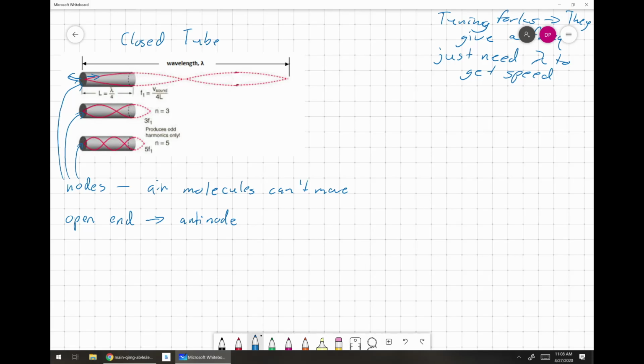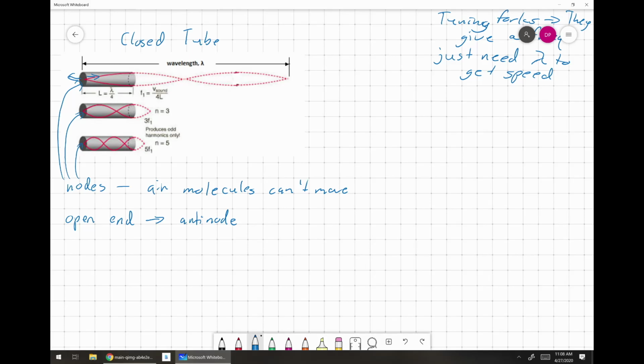So the first frequency, the fundamental frequency that we can support inside of a closed tube, is where we have a node at our closed end, and then between there and the end, we just get to an antinode. And so this has a frequency given by this equation here: the speed of sound over 4 times the length.